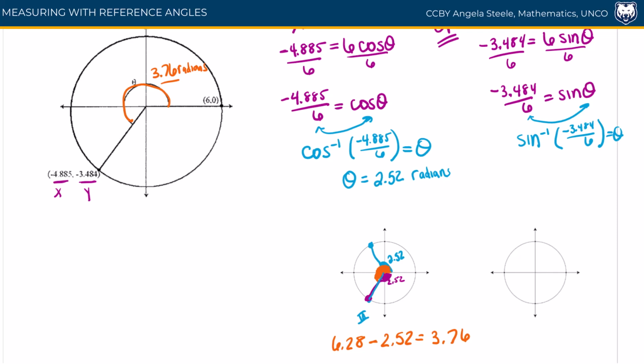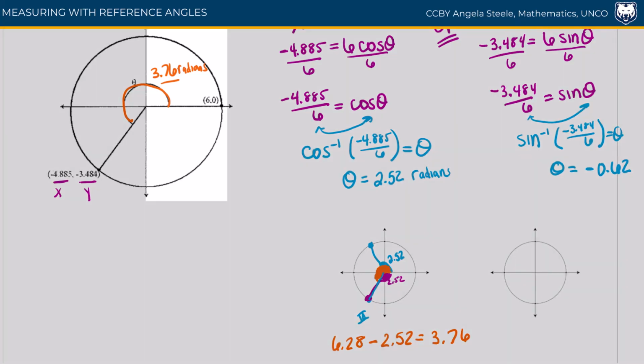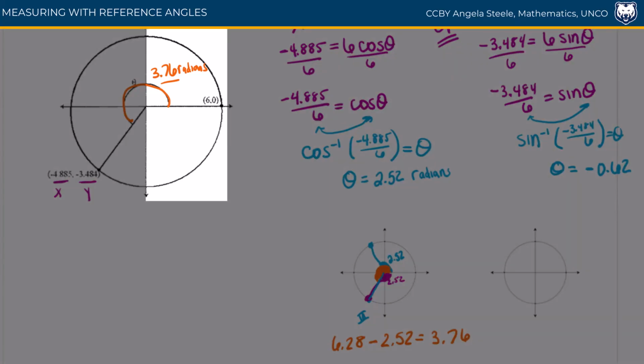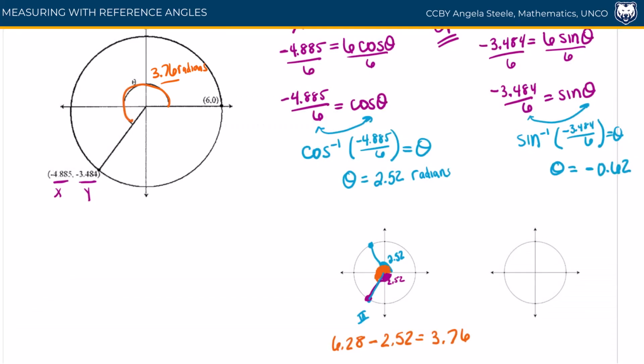Okay, let's also take a look at the reference angle if we were using the sine function. So our sine function, when we plug this into the calculator, we get our theta is equal to negative 0.62. And remember that when we're working with the sine function, that gives us values in quadrants 1 or 4. So in this case, the reference angle to our given point, so here's our given point.